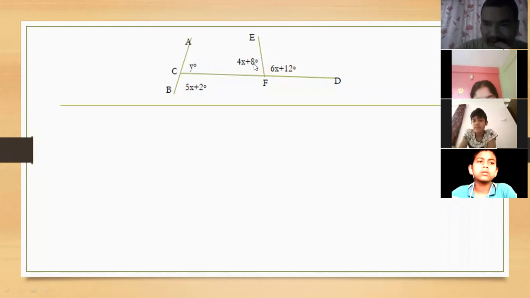After finding the value of x, we can add this also. Look here, y and 5x plus 2 we can also add. These two angles are also a straight angle. They also make a straight angle. Okay, children?